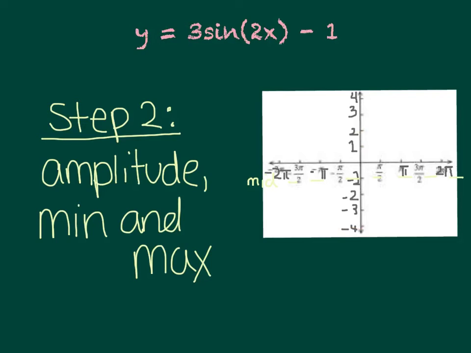The next step is to identify the amplitude. In this case, the amplitude is 3 because that's the number in front of the sine. I'm now going to go to my graph and put my pencil on the midline and count up 3. 1, 2, 3. I'm going to place a dashed line at +2, and that's going to represent my maximum. I'm then going to go back to the midline and count down 3. 1, 2, 3, and place a dashed line at -4, which will represent my minimum.